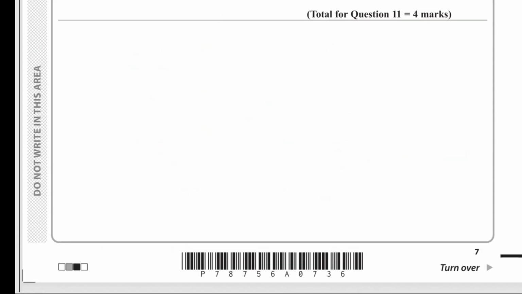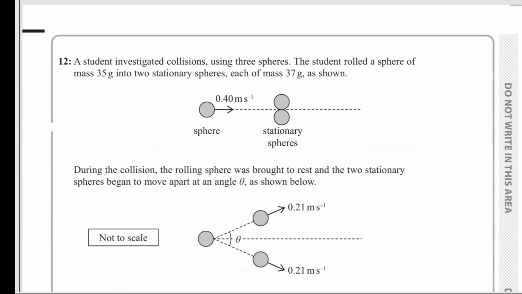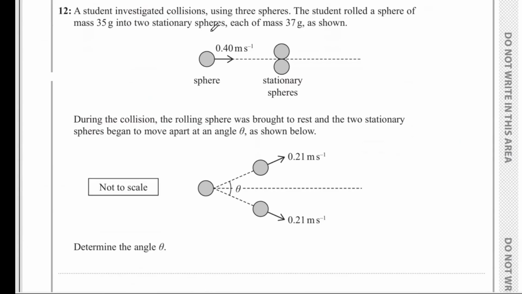Fleming's left-hand rule. Now we've got this question number 13, and a student is investigating collisions using 3 spheres, right? We've got a sphere of 35 grams, which is striking 2 equal masses of 37 grams. So this has to be 0.035, and each mass of these balls has to be 0.037, 0.037, right? So you've got these masses, and initially they are stationary.